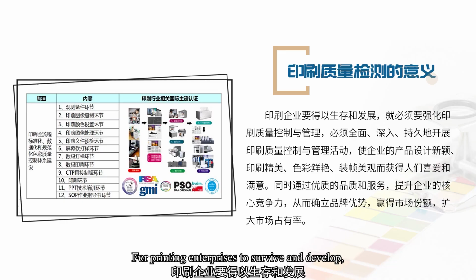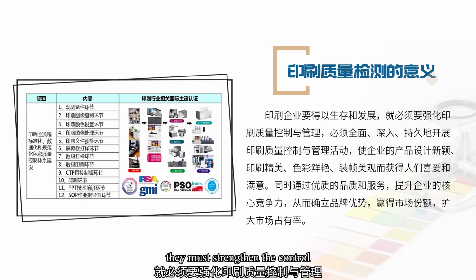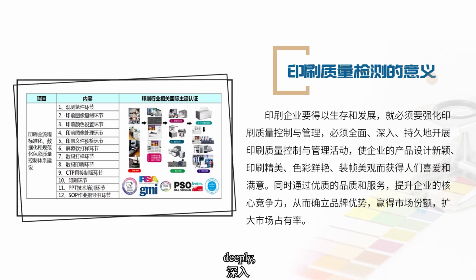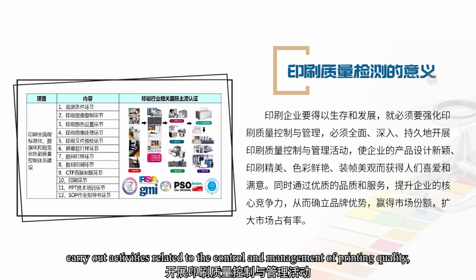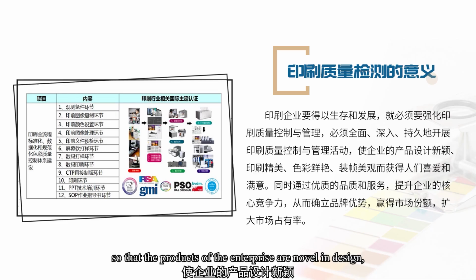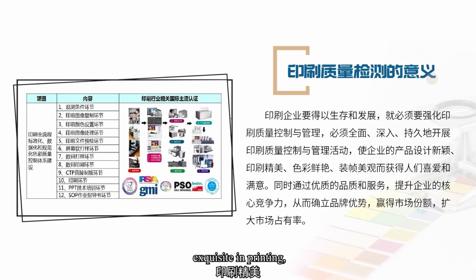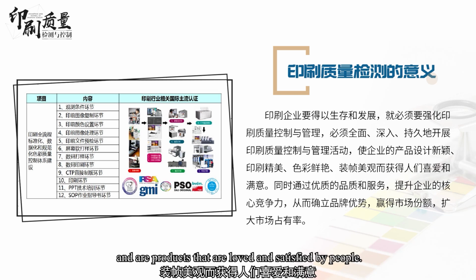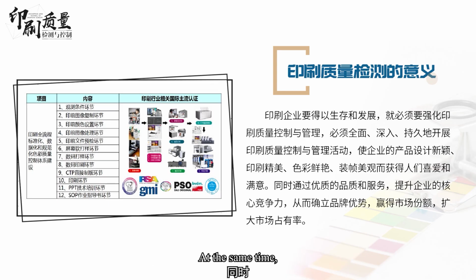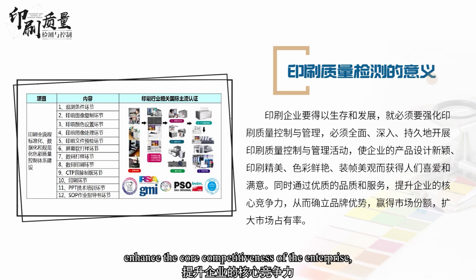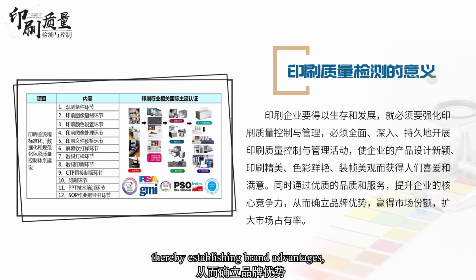For printing enterprises to survive and develop, they must strengthen the control and management of printing quality, and must comprehensively, deeply, and persistently carry out activities related to the control and management of printing quality, so that the products of the enterprise are novel in design, exquisite in printing, bright in color, beautiful in binding, and are products that are loved and satisfied by people. At the same time, through high-quality products and services, enhance the core competitiveness of the enterprise, thereby establishing brand advantages, winning market share, and expanding market share.